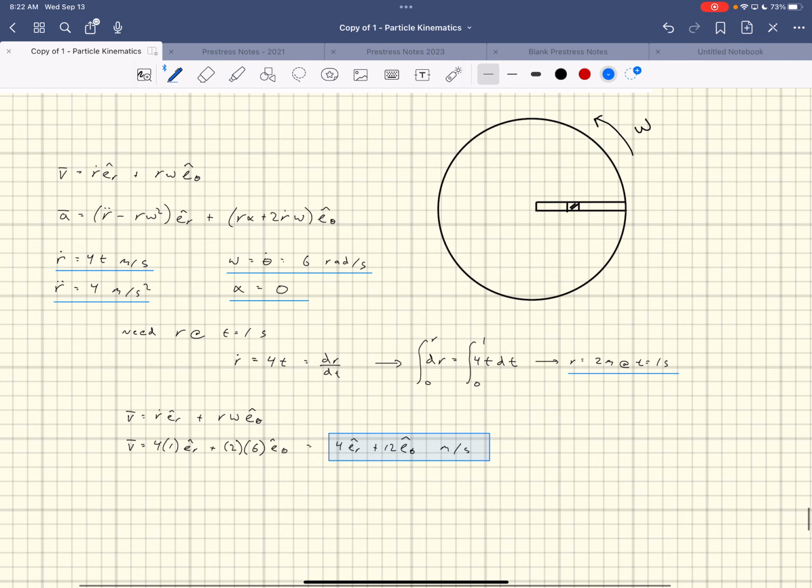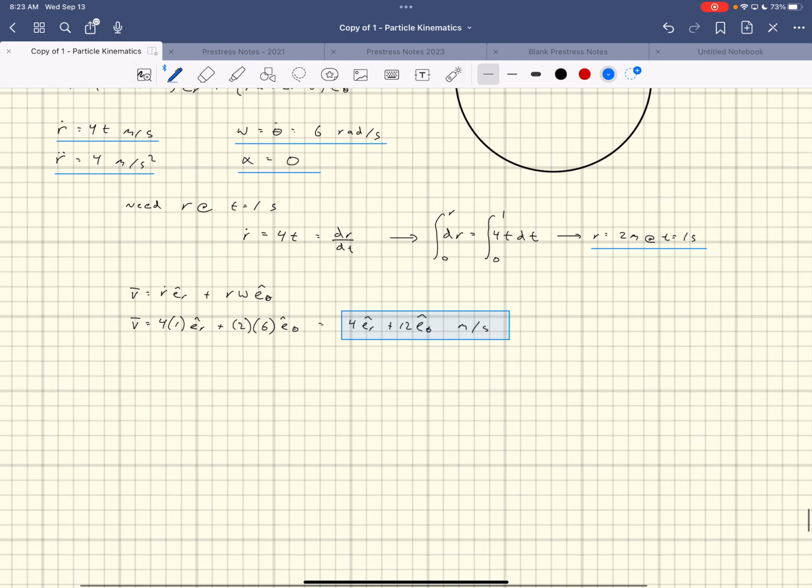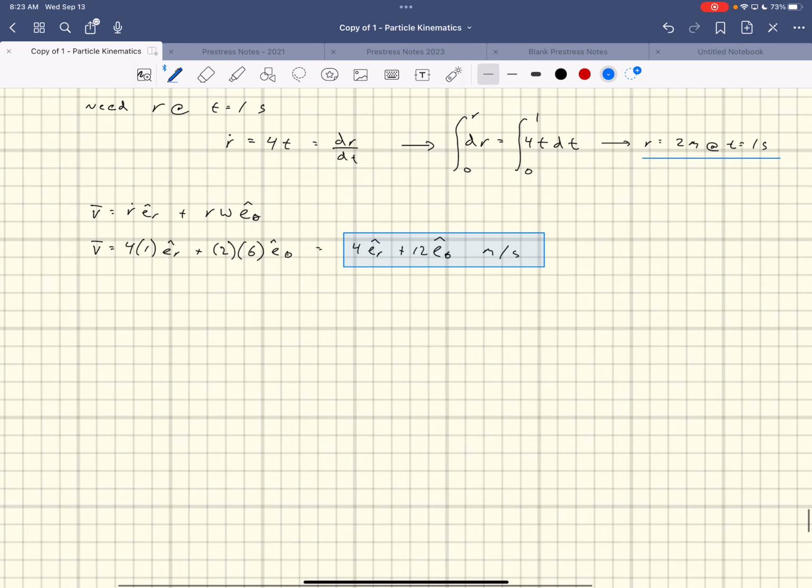The problem statement may have asked for the magnitude. To get the magnitude of that, you do the square root of the sum of the squares of those terms. Okay, so not bad. Once you get those values, you just substitute them into the big equation. Now, the last thing we've got to do is the acceleration.